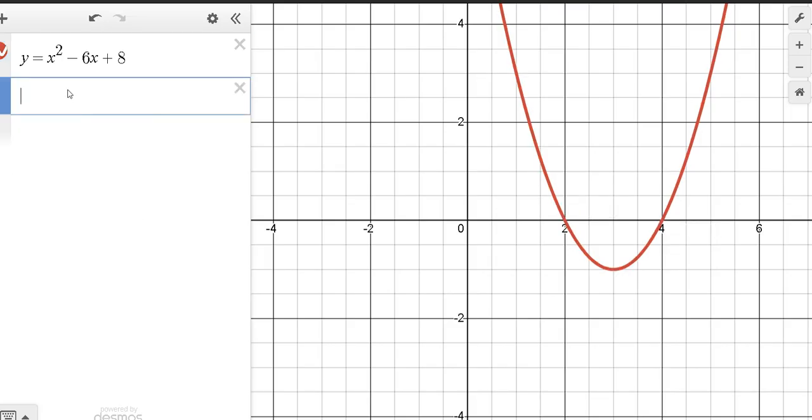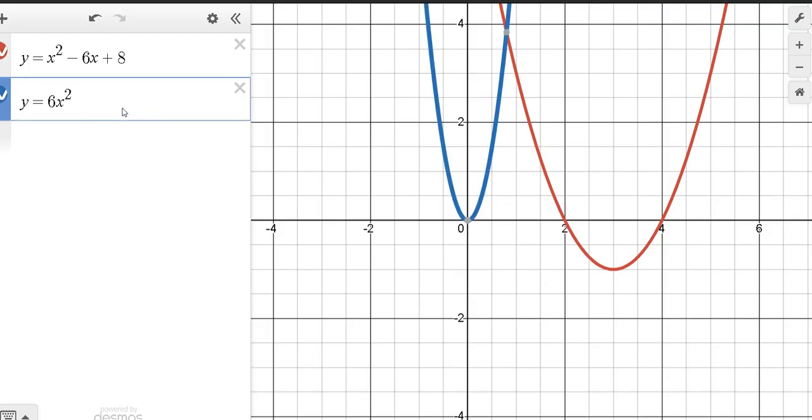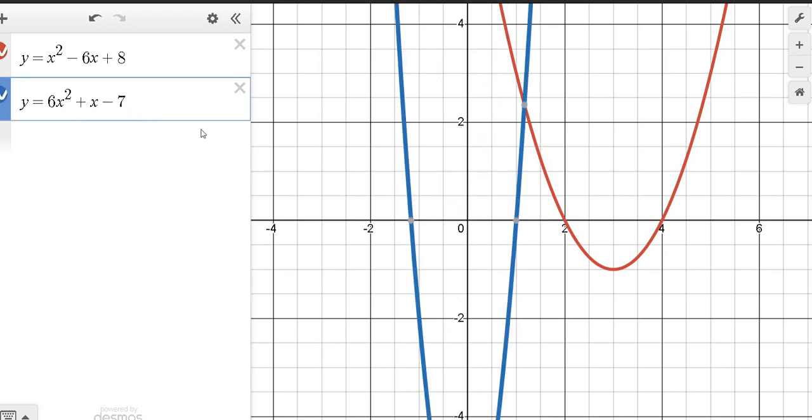What about some of our other ones? For instance, we had 6x squared plus x minus 7. So y equals 6x squared plus x minus 7. Now that didn't cross at some nice, neat, even places, but it did cross still, right?